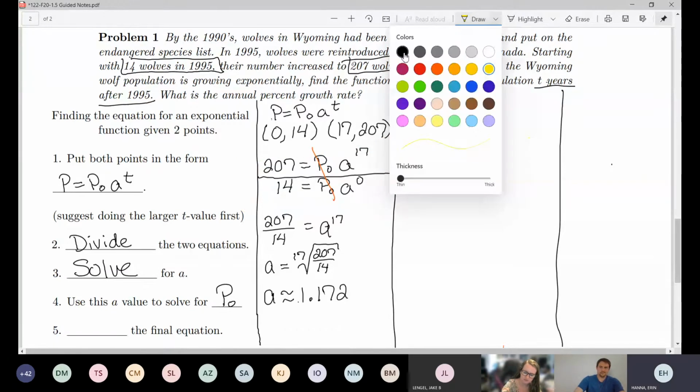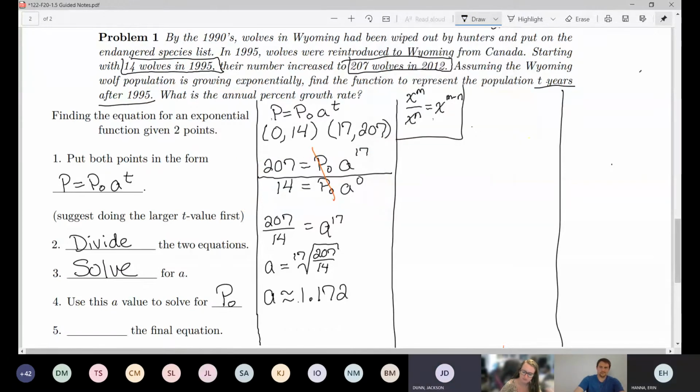I just have one quick question. With the 17, when you have a to the 17 equals 207 over 14, what do you do with that 17 again? So, to undo the 17, you have to take the 17th root. Like if you had x squared equals 4, you solve for that by taking the square root of 4, right?